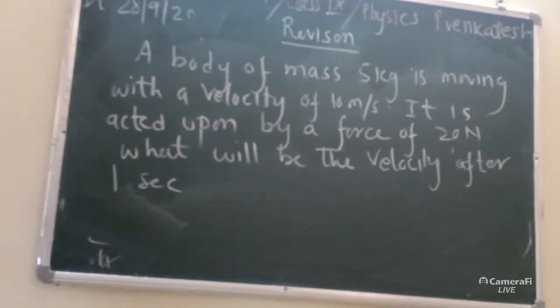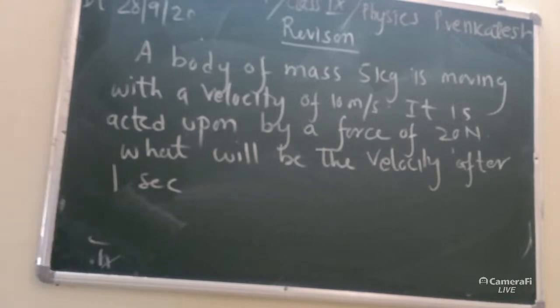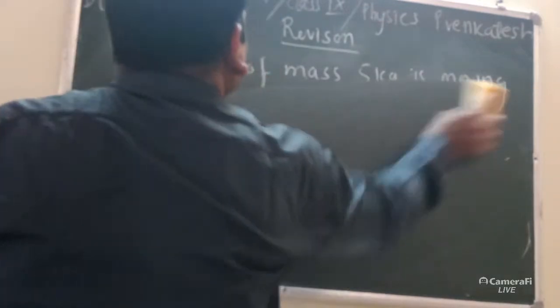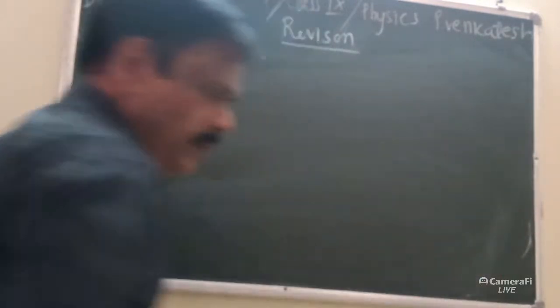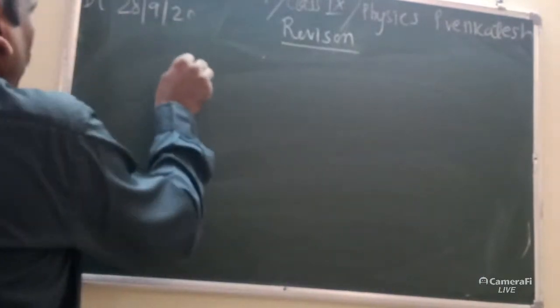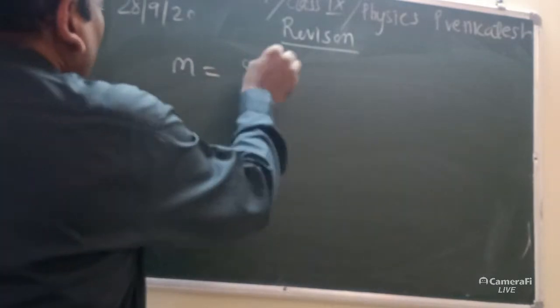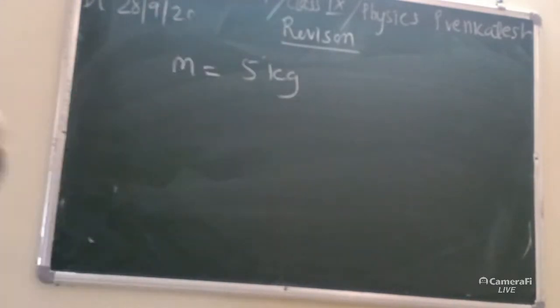See, a body of mass 5 kg is moving with a velocity of 10 meter per second. It is acted upon by a force of 20 newtons. What will be the velocity after 1 second? See here, what is given, a body of mass. What is the mass of the body? 5 kg. First of all, when you are doing a numerical, what is given, you write down.